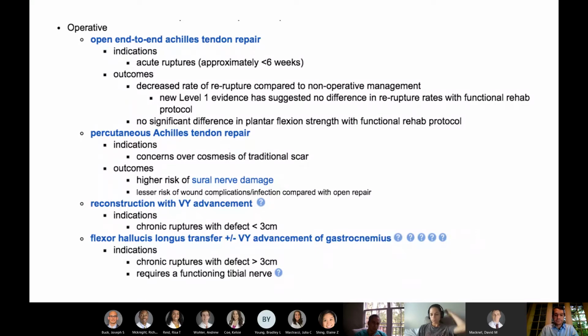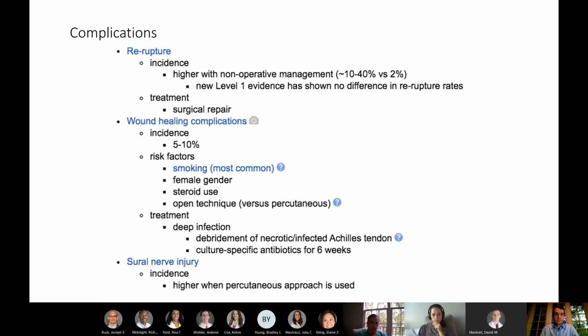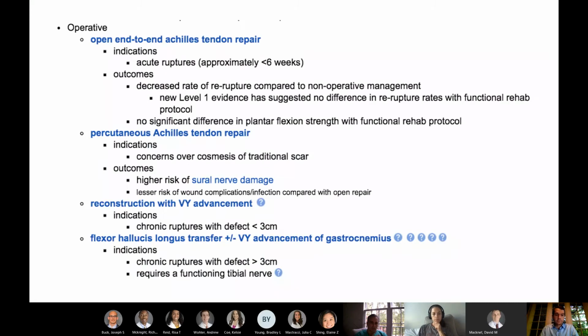And then there have been questions before on reconstructions long-term for chronic ruptures. If it's a short span defect, you can do a VY advancement of the gastrocnemius complex. And if it's a longer segment, you can do an FHL transfer. Or a turn down plasty is another one. You go up higher and take a centimeter wide strip of gastroc from the muscle itself and turn it down into the defect. I know it's been described. I don't know if it's been tested before, but it's an option.